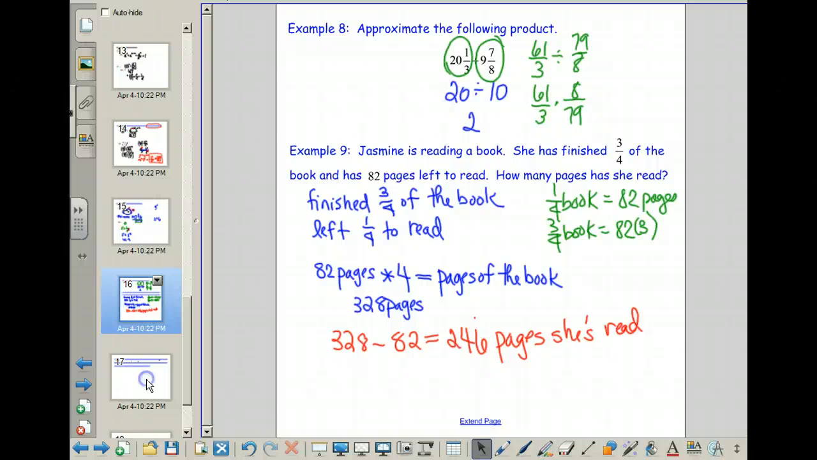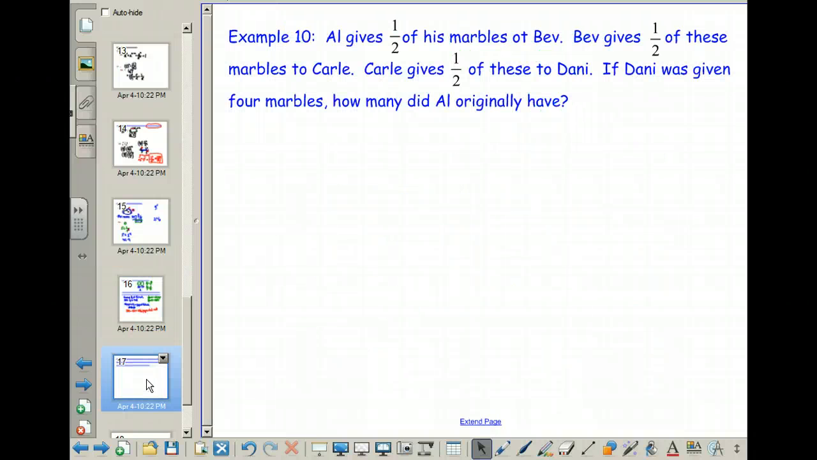There's one more here that I want to take a look at, and give you a chance to think about. So we've got Al, and Al gives half his marbles to Bev, and Bev gives half of these marbles to Carl, and Carl gives half of these marbles to Danny, and Danny was given 4 marbles, so how many did Al have originally? Again, there's not a method given to you for this problem. One of the methods discussed back in chapter 1 of our textbook, which is taught in Math 1, is the idea of working backwards. You've seen this method before in your mathematics. And working backwards works just beautifully in this case. So let's take a look at that.